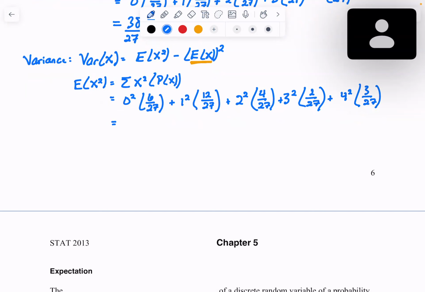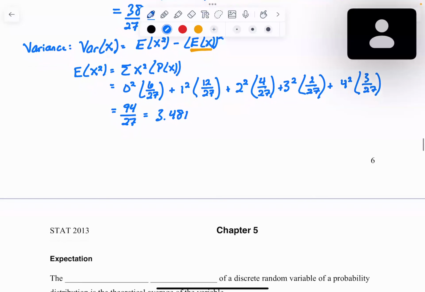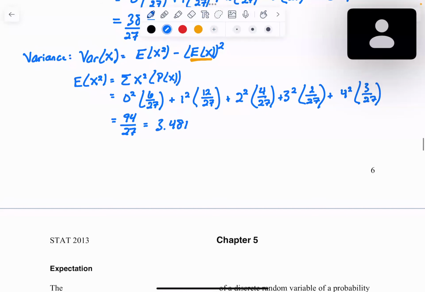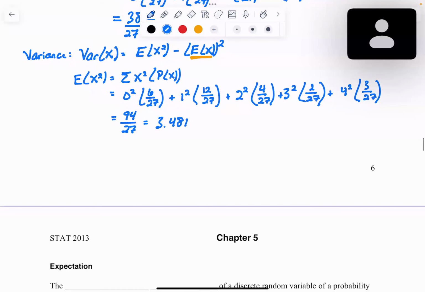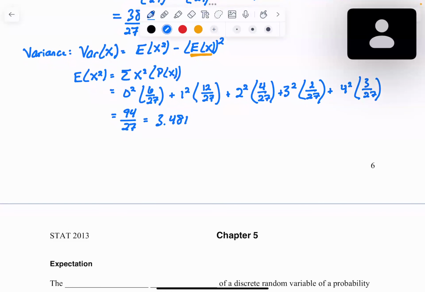Yes, 3.481 is correct. So this ends up being 94 over 27, or 3.481. But we're not done yet there. That is just the expected value of x squared. Remember, the variance is the expected value of x squared minus the expected value of x, that quantity squared. So we're not done yet.